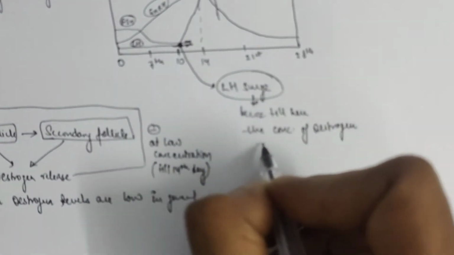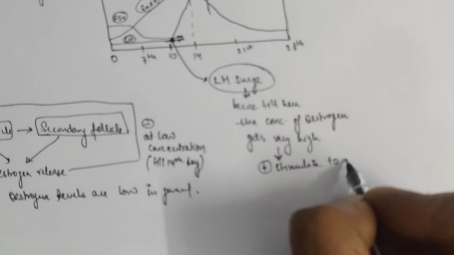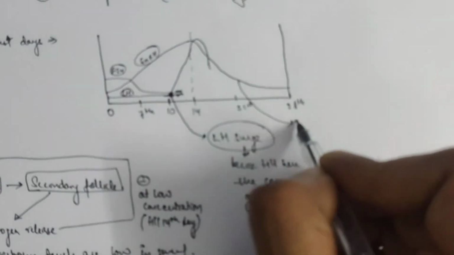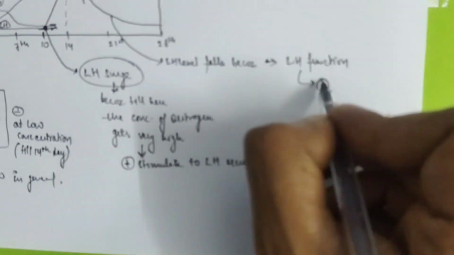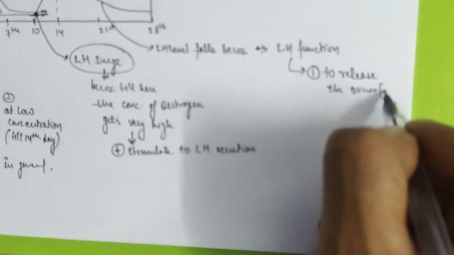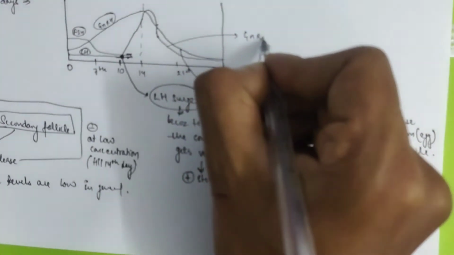As the concentration becomes higher and higher, the LH surge starts at the 10th day, and this LH surge is important because it helps in the release of the ovum from the follicle. That happens by the 14th day. After the 14th day, there is no need for the LH, there is no need for the FSH, because the follicular phase has been over.